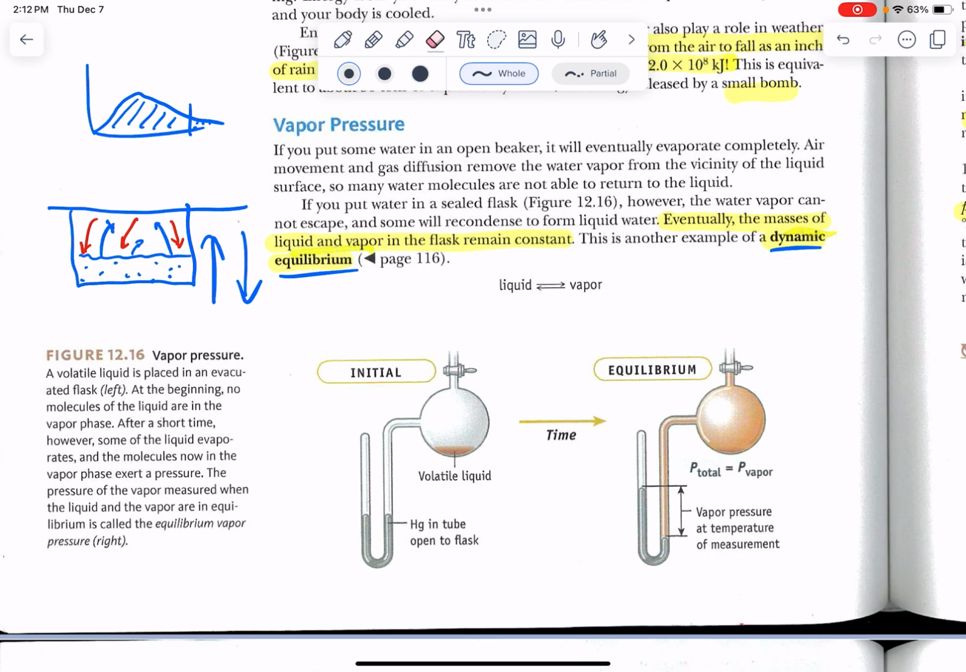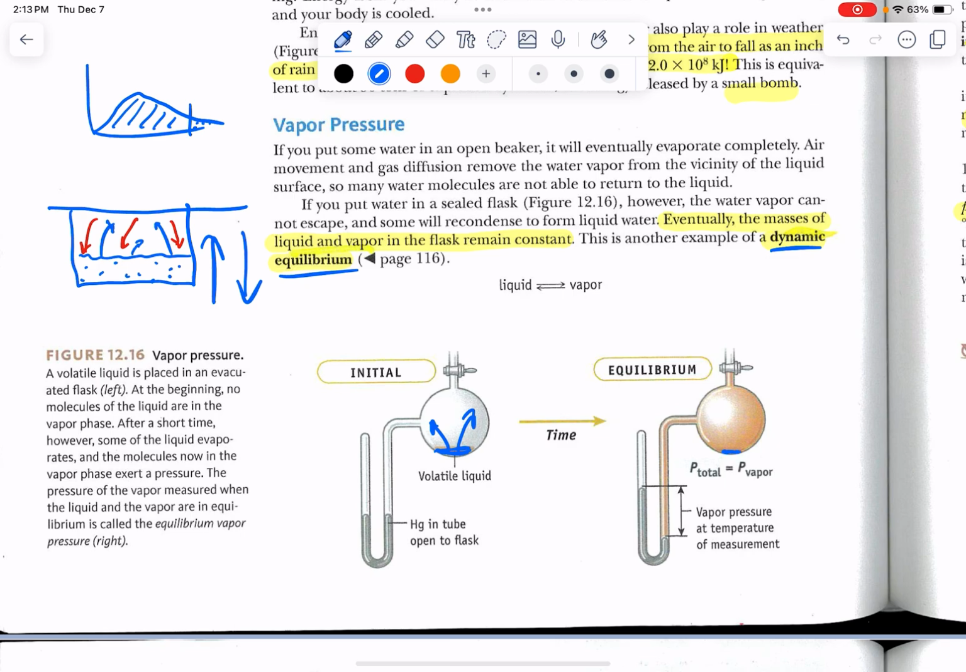And here's a diagram at the very bottom of the page that says, imagine that we put a volatile liquid down here in our flask. You might have done a lab where you have a volatile liquid that you allow to evaporate in a container, maybe a syringe or something, or into an Erlenmeyer flask. And as this liquid begins to go into the vapor state, more and more of it evaporates.